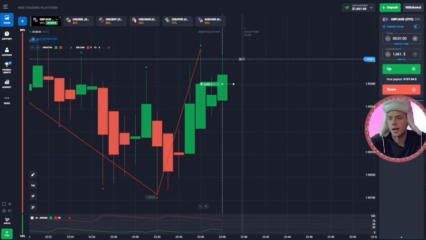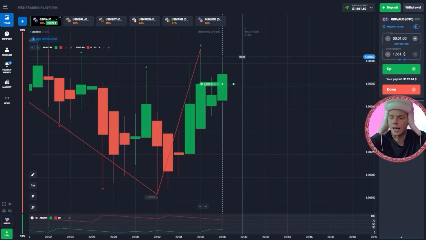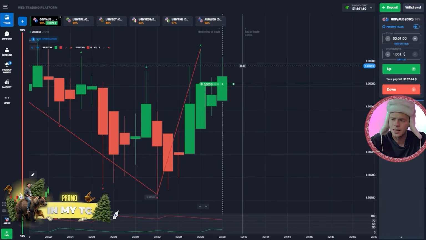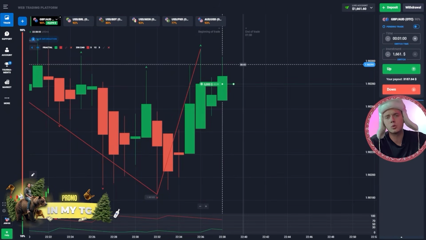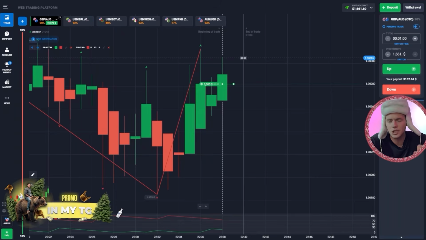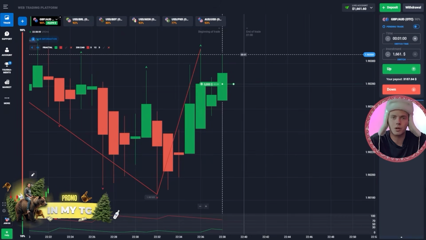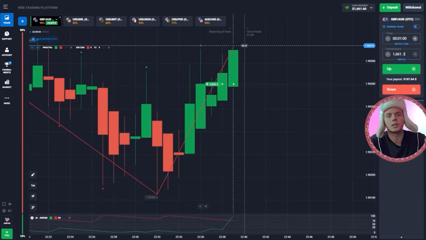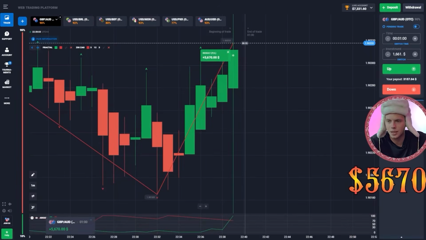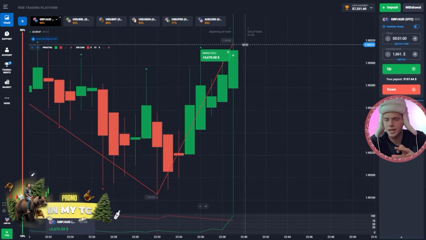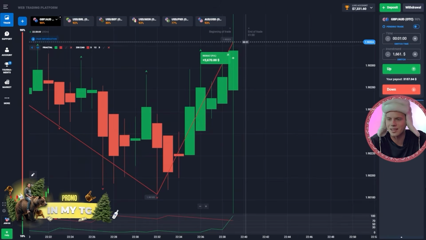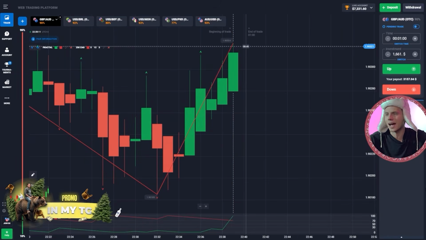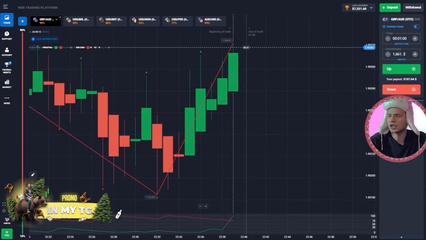That's why I love fractals and I love Aroon, because they are giving a picture maximum close to reality. Of course, never 100%, you should know it. Never 100%, but they assume. And we got the trade closed, $5,670. Great, guys, $7,300 on our user account right now. Not bad.